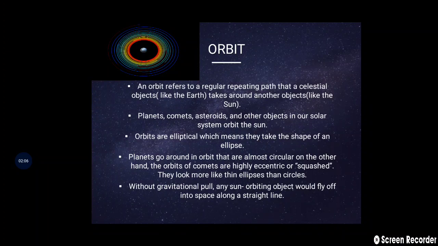Planets go around in orbits that are almost circular. On the other hand, the orbits of comets are highly eccentric or squashed. They look more like thin ellipses than circles. Without gravitational pull, any sun-orbiting object would fly off into space along a straight line.